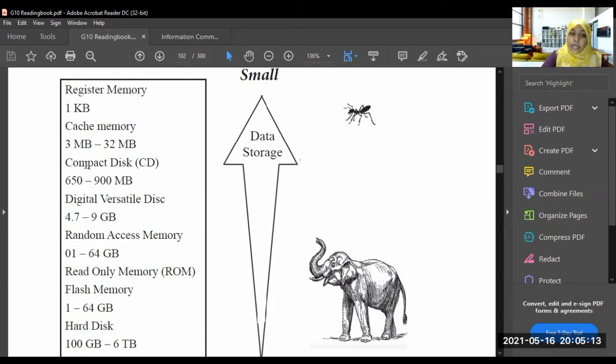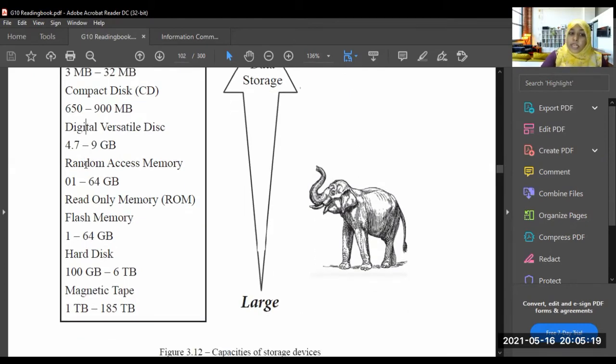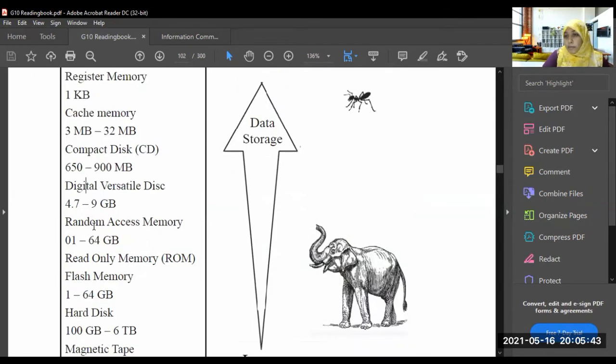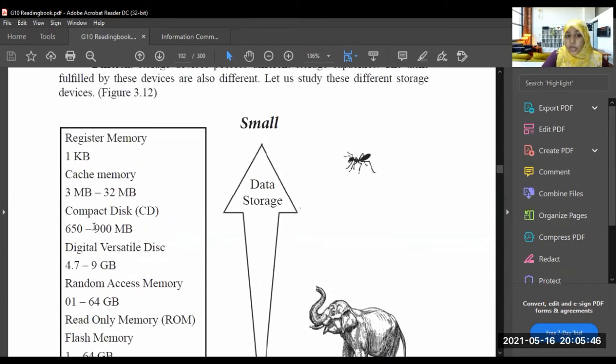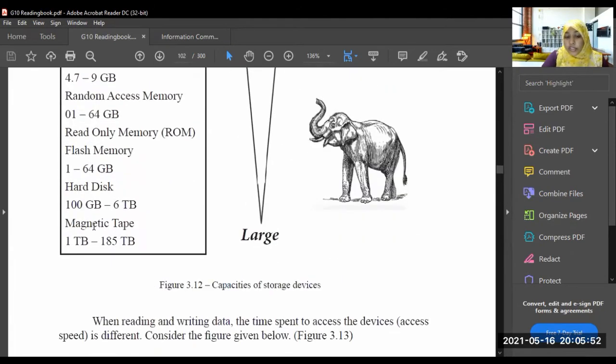DVD is bigger than the CD. RAM is bigger than the DVD. ROM is bigger than the RAM, and flash memory. Flash memory means the pen drives. Okay, bigger than the RAMs, and hard disk is bigger than the flash drives or the flash memories or the pen drive, and magnetic tape is the biggest one of all. So this one you should remember. Okay, so this is classified according to the capacity of the data storage device.